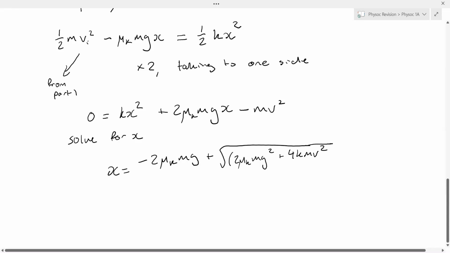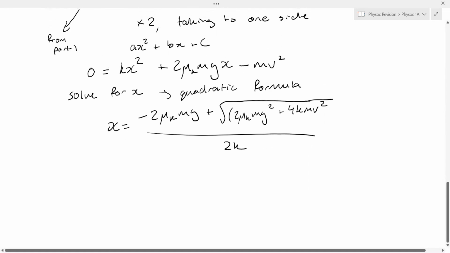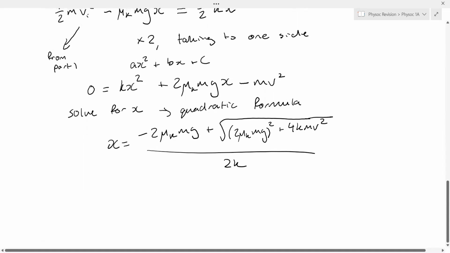Basically, quadratic formula, because we have this equation and it's got an x squared and an x in there. So it's like a x squared plus b x plus c kind of format. So quadratic formula, just sticking in all those values there over 2k. And then we can put in all our numbers. We know everything in here. Let's close those brackets. I'm not going to write out all the numbers because it's going to be a real mess.